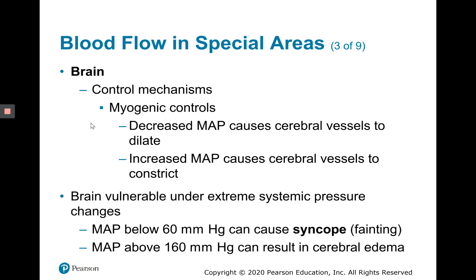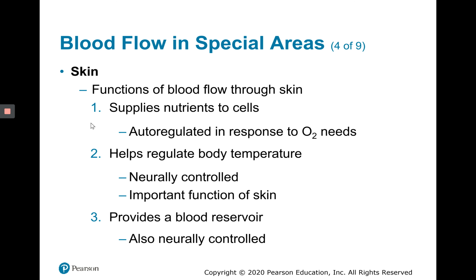So the brain is very vulnerable under extreme systemic pressure, so any changes that are below 60 millimeters of mercury or above 160 millimeters of mercury can result in an abnormal response. If mean arterial pressure is low, it can cause fainting, which is syncope. If it's high, it can result in cerebral edema, which is very dangerous as it pushes on the brainstem. It could actually lead to death.